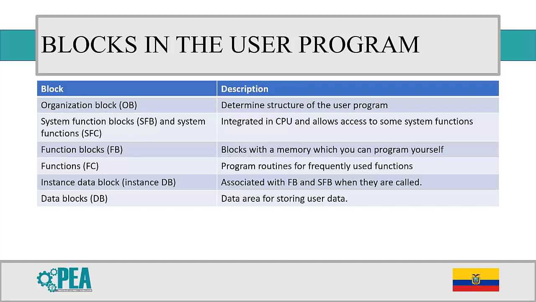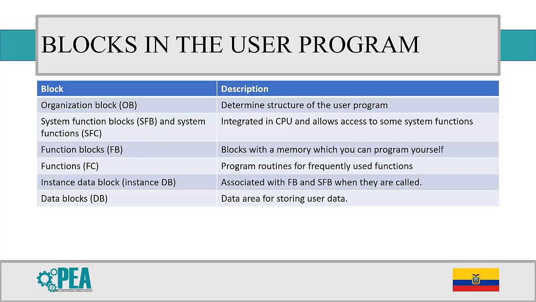Later we speak about the function blocks. The function blocks are basically blocks with memory that can be programmed by the user. The functions are similar to the function blocks but without memory. So they help us to solve program routines that are frequently used. And we have the instance data block. The instance data blocks are associated with a function block or a system function block. When you create a function block, it automatically has a data block added to it that will help to associate its memory.